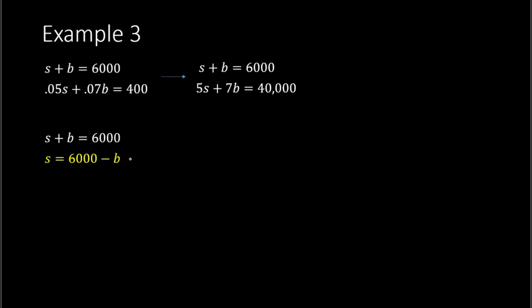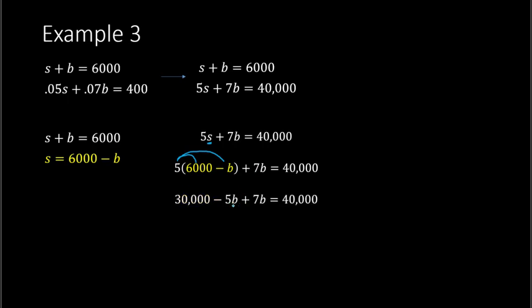And then from here, we can substitute. Into the second equation, 5s plus 7b equals 40,000, we can substitute the 6,000 minus b in place of s right here. So now we have 5 times 6,000 minus b, plus 7b, equals 40,000. Now we can distribute: 5 times 6,000, 5 times negative b, that gives you 30,000 minus 5b. And then negative 5b plus 7b, those can combine. Negative 5 plus 7 gives you 2. So we have 30,000 plus 2b equals 40,000.